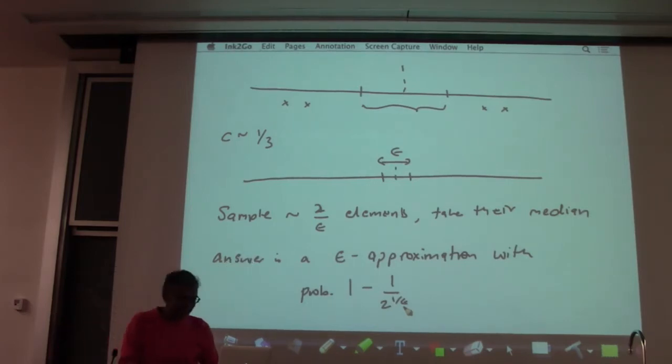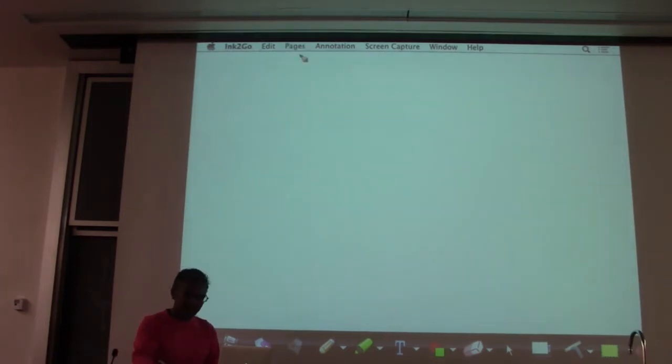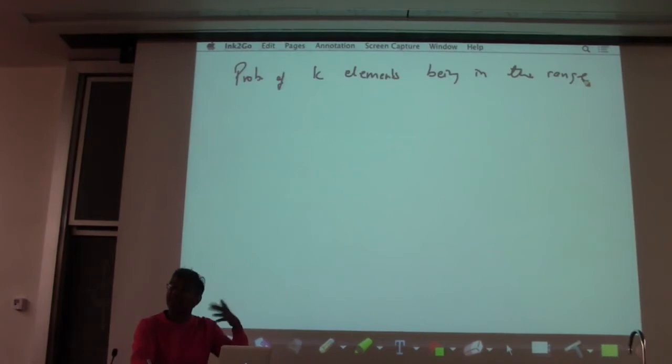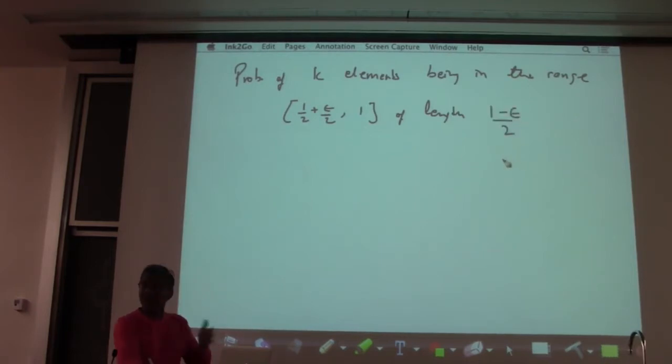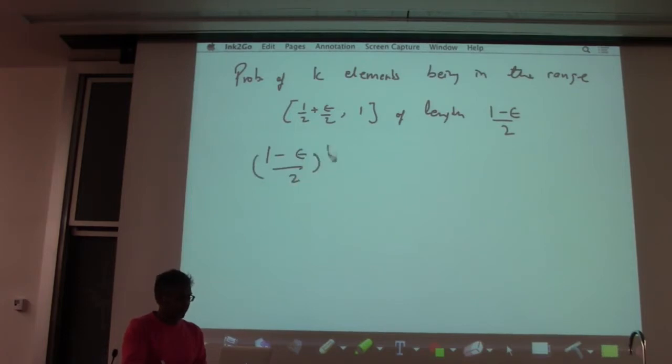Okay? So what we're saying is that, and let me just go to the next page here, the probability of k elements being in the range, and this is all the fractional rank range, these are not values, this is the fractional rank, right? From half plus epsilon over 2 to 1, and this is an interval of length 1 minus epsilon over 2. The probability of them all being there is something like (1 minus epsilon over 2) to the k.